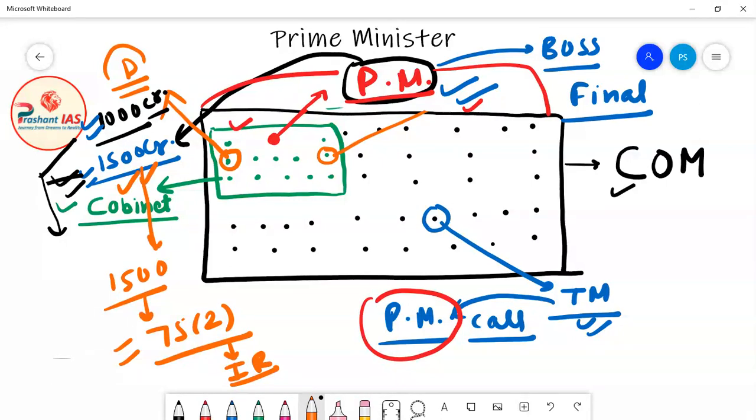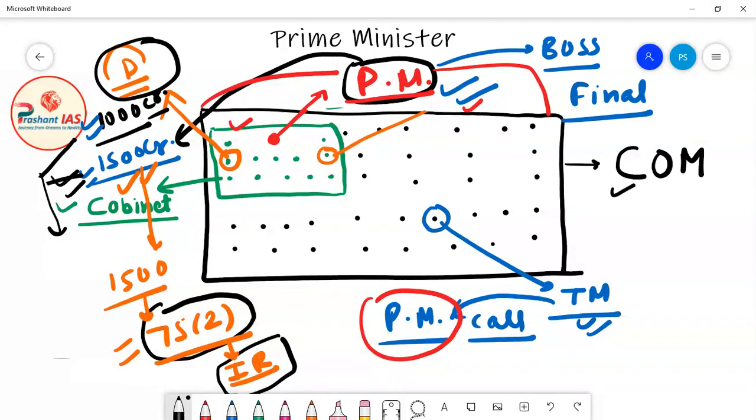So if any minister is not agreeing with the advice of the Prime Minister, for example, let's suppose the Defense Minister is not agreeing, then the Prime Minister can even remove him from his post by using Article 75 Clause 2, means by using the tool of individual responsibility. So the Prime Minister has the power to remove any minister if he is not agreeing with the advice of the Prime Minister. Okay, so this is the seventh administrative power of the Prime Minister of India.